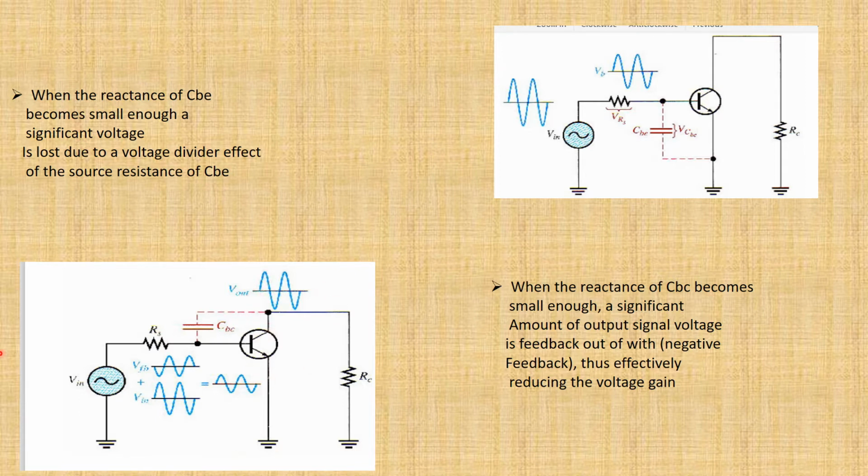voltage. Okay. So when the reactance of CBE becomes small enough, a significant voltage is lost due to the voltage divider effect of the source resistance and CBE, which is shown over here. When the reactance of CBC becomes small enough, a significant amount of output signal voltage is fed back, a negative feedback, and thus the overall voltage gain will reduce.